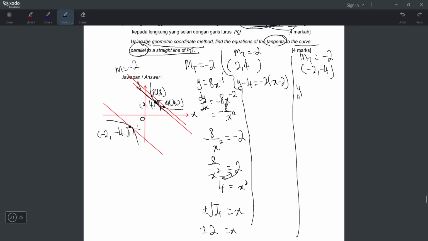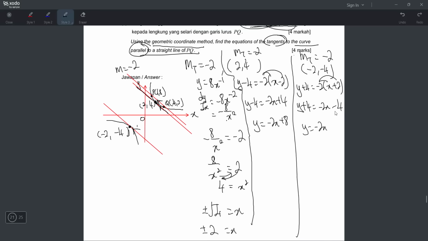And then for this one it will be y minus y1. So y minus -4, y plus 4, equals gradient of the tangent -2 times x minus -2, x plus 2. Okay, now it becomes y minus 4 equals expand, -2x plus 4, and then y equals -2x, 4 plus 4 is 8. So that's your first answer. And then y plus 4, this one is -2 times x plus 2, -2x and -2 times 2 is -4.